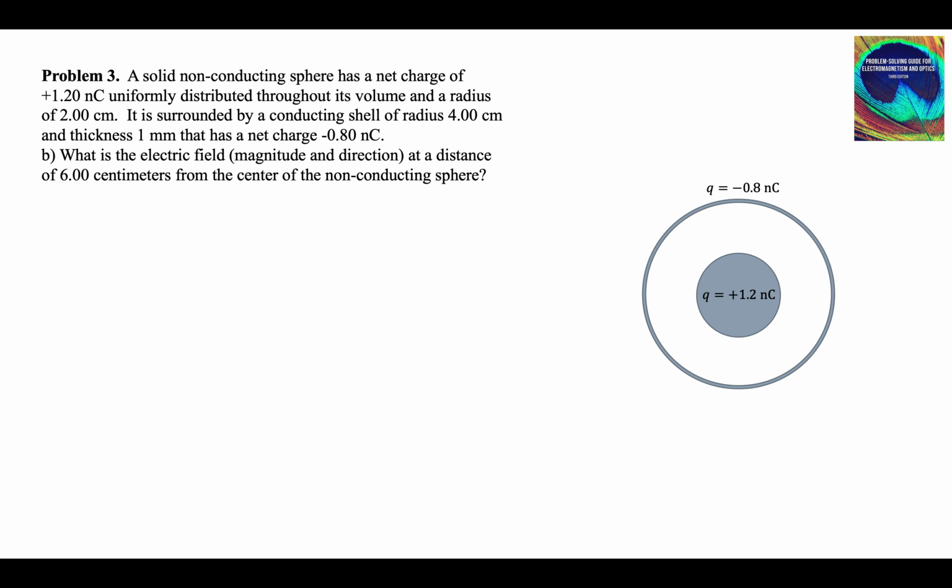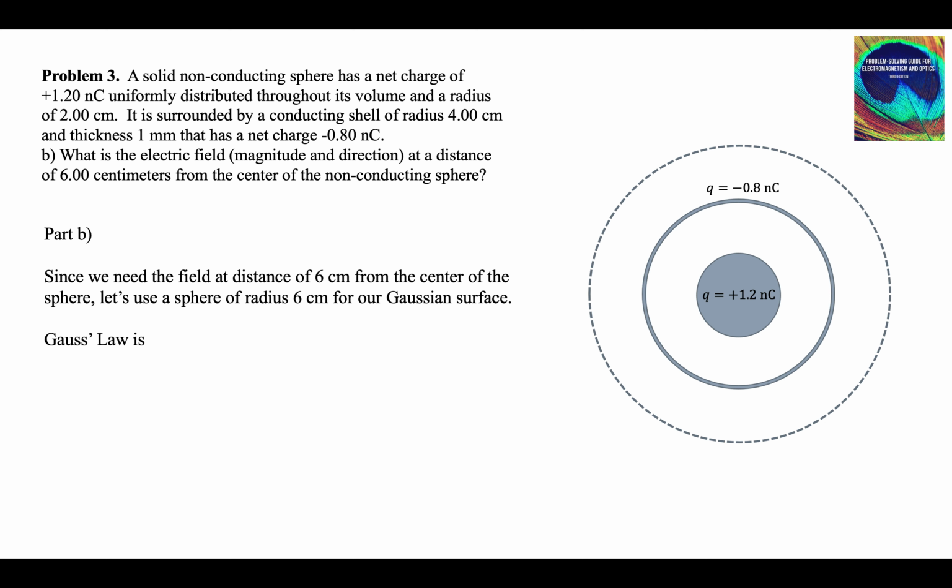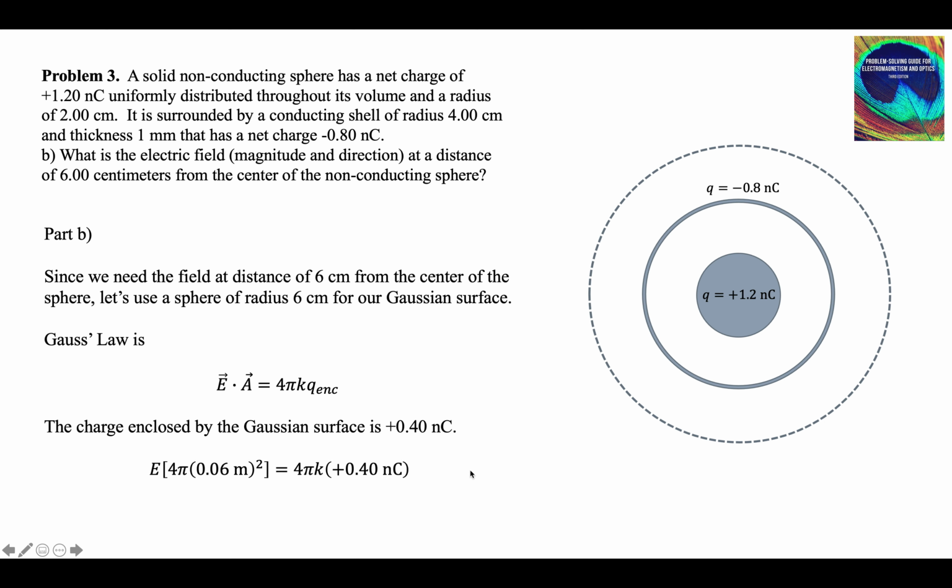Part B, what's the electric field 6 centimeters away from the center of the non-conducting sphere? That's outside the spherical shell. Let's put the Gaussian surface there. It's a sphere, not a cylinder. Cross section of a sphere. Gauss's law, E dot A is 4 pi k q enclosed. The charge enclosed, we have plus 1.2 here, minus 0.8 here. That's a net of plus 0.4. All of that is inside of our Gaussian surface.